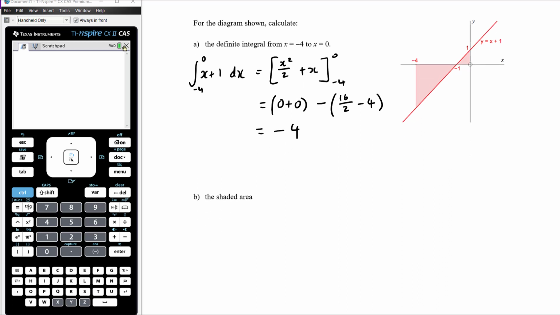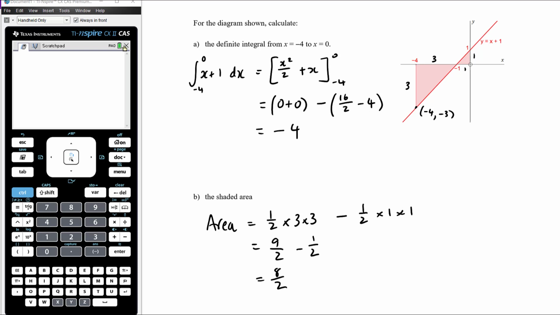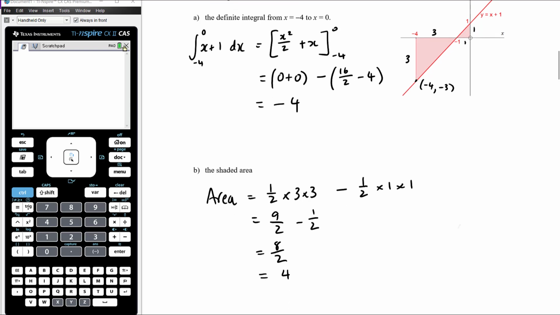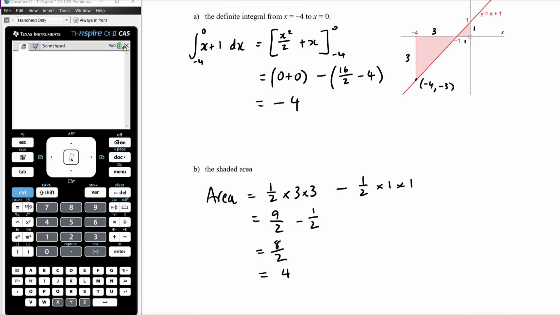Fine. Okay, part B, we want to find the shaded area. Okay, so let's have a think here. We can see we can just do two separate triangles. So this distance is 1 and this distance is 1. This is obviously 3, and you'll remember this point is -4, -3, so this is also 3. Okay, so the area is going to be, sorry, we're not going to do an integral, it's just going to be two triangles. Half times 3 times 3 for the big triangle, minus half times 1 for the small triangle. So that's 9 on 2 minus 1 on 2, which is 8 on 2, which is 4.